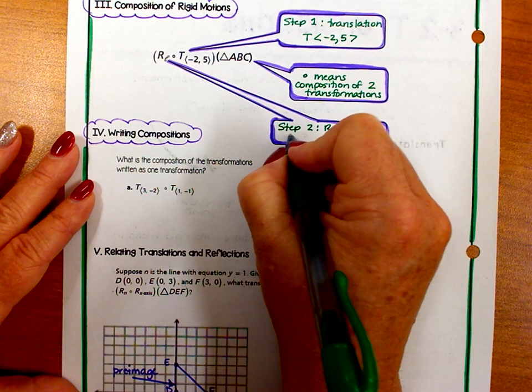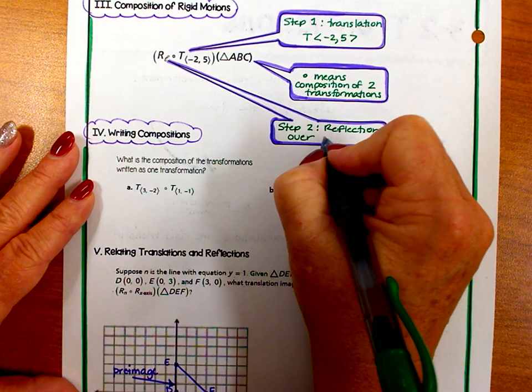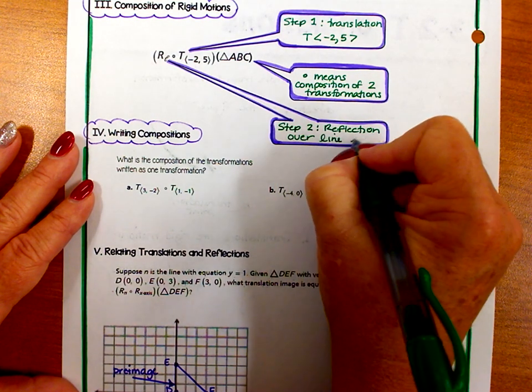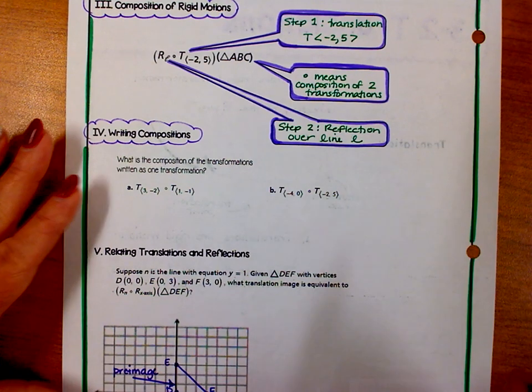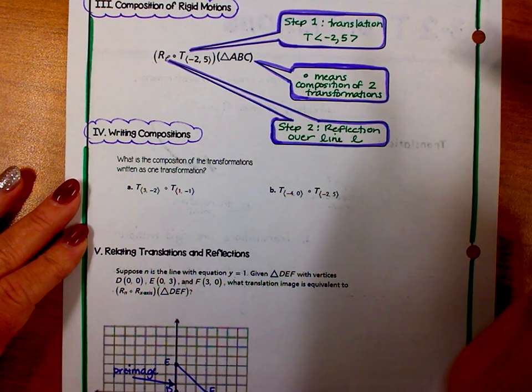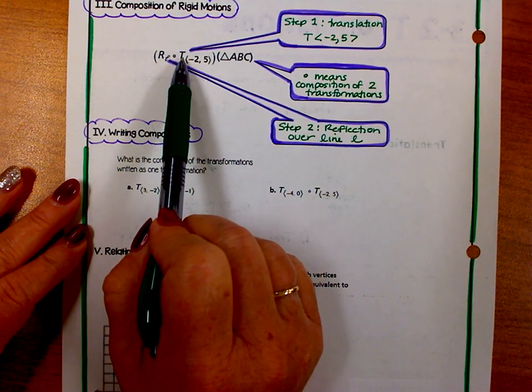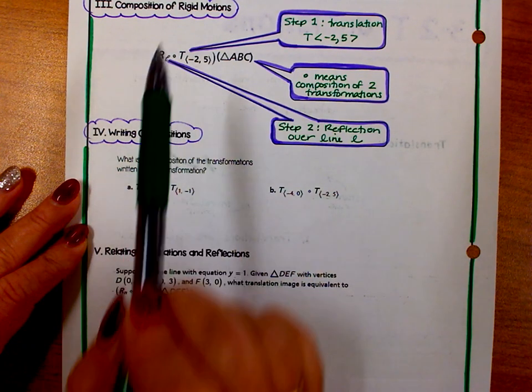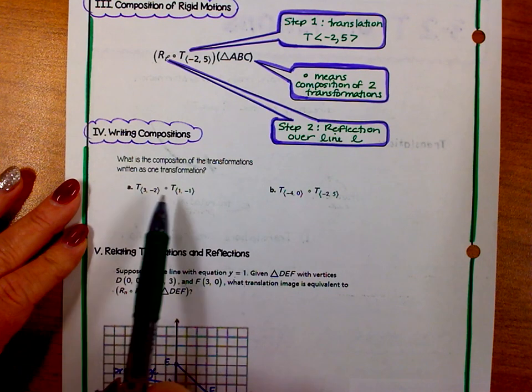And your reflection is going to be over line L. Okay, so let's take a look at writing compositions. It doesn't have to be a translation and then a reflection. It can be a couple of translations.